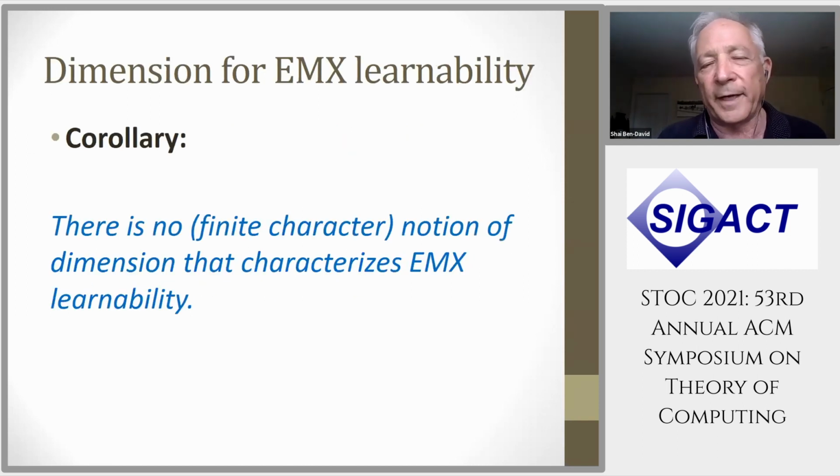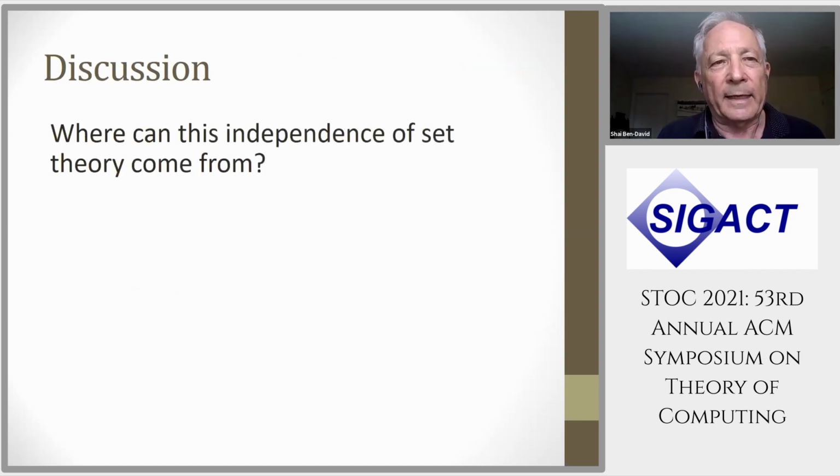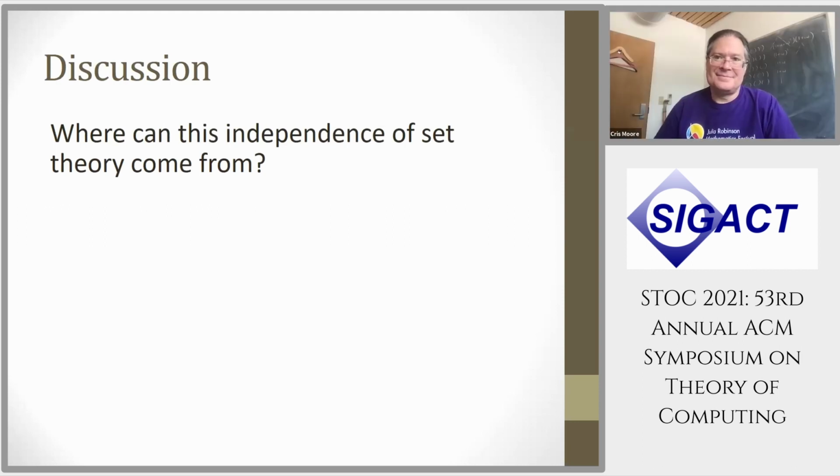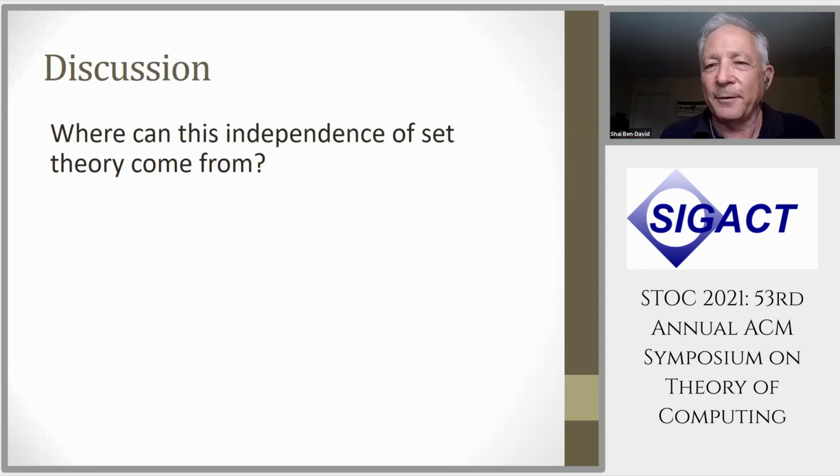So there is no finite character notion of dimension that characterizes this important EMX learnability, which is actually what we care about in learnability usually. We just want to find a set that minimizes the loss or maximizes some objective. Okay, so that's our nice corollary here. Where does this independence come from? I mean, you see, there was nothing in the definition of learning. When can independence come into the game?